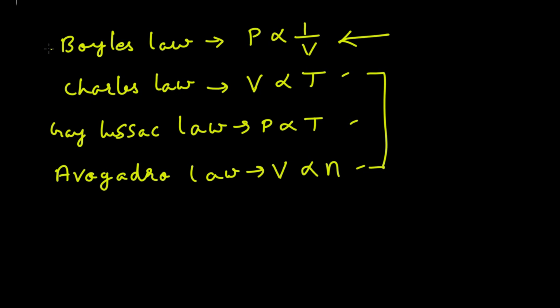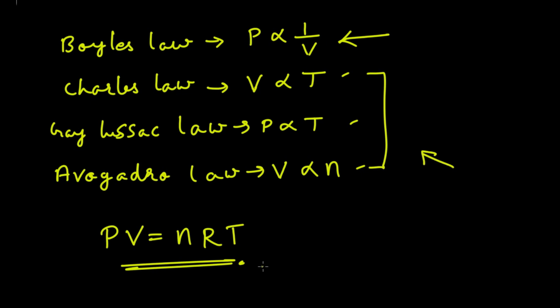And these are the gas laws that will be used to create the ideal gas equation, that is PV equals nRT. We will derive this equation using these laws in the next video. But before that, we will discuss them separately in the upcoming videos.